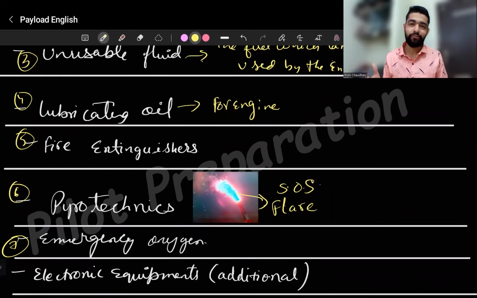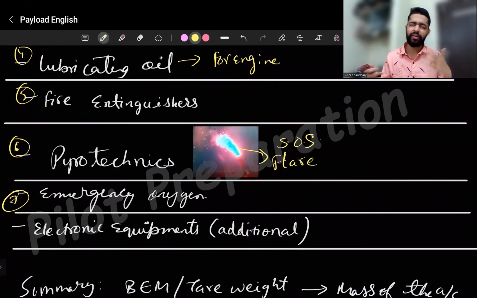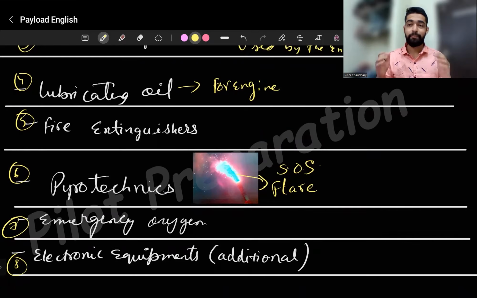You must already know it from the air hostess. They must be telling you all the time whenever you fly in the airplane. So we have this emergency oxygen, and then we have electronic equipment. Apart from the equipment which is there in the cockpit, we have extra additional electronic equipment. So we have this also under basic empty mass.